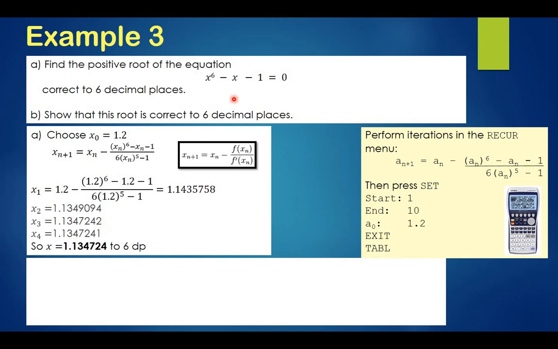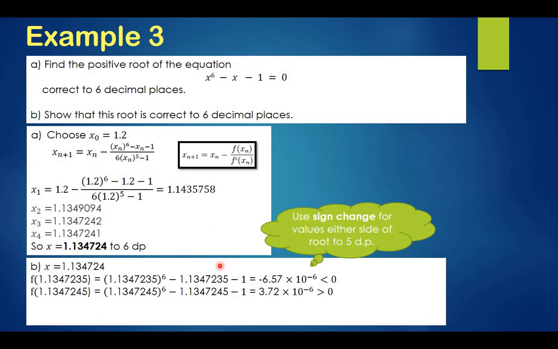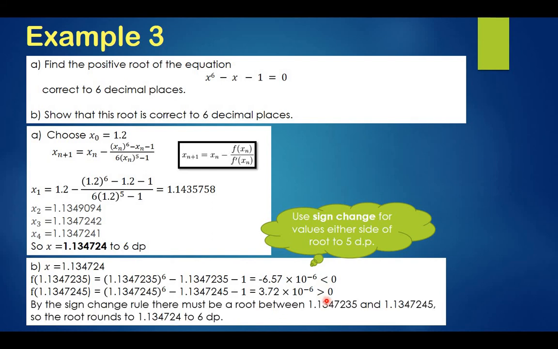Brilliant. Now, part B. We have to show that this is indeed correct to 6 decimal places. So all we do is use the sign change rule for values either side of the root to 6 decimal places. So this is substituting in half a unit to the left, so smaller, and then we substitute in half a unit greater, and we can see that the first one is below 0 and the next one is above 0, and so by the sign change rule the root rounds to 1.134724 to 6 decimal places.